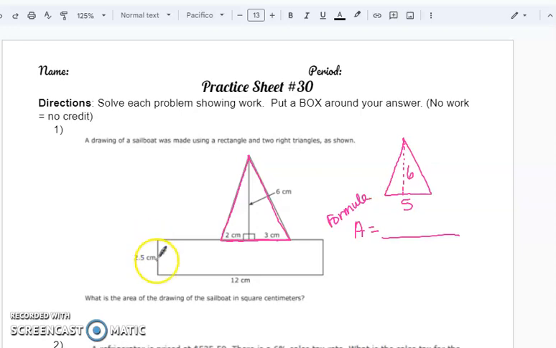And then over here, we know we have a rectangle, a long rectangle. It's 2.5 centimeters by 12 centimeters. And I'm just double checking my units. Everything is in centimeters here.